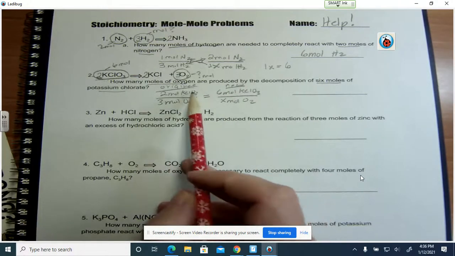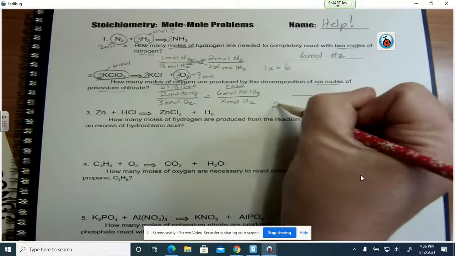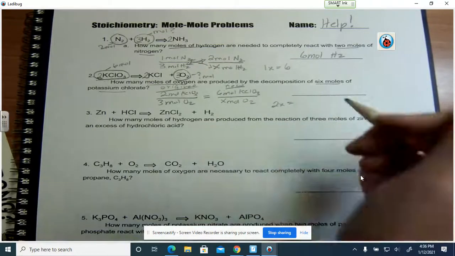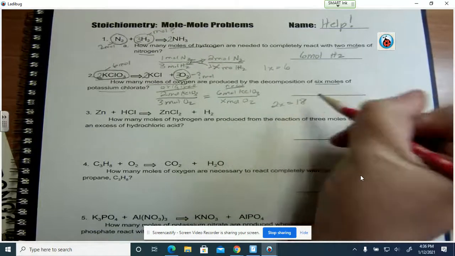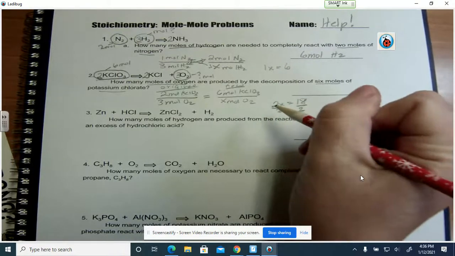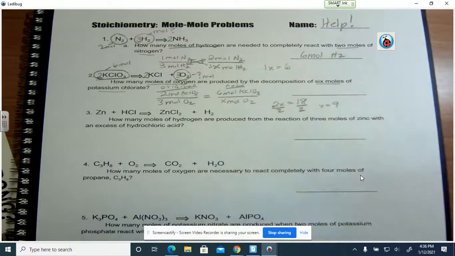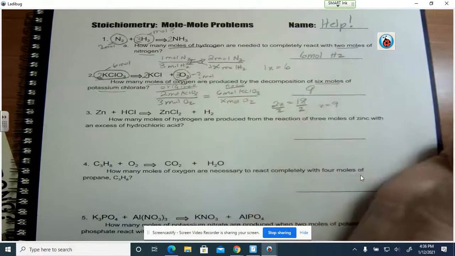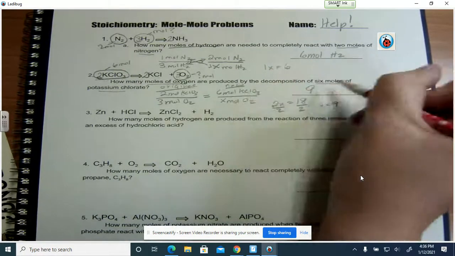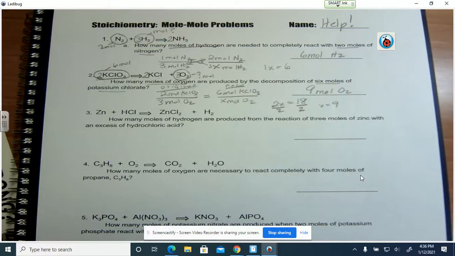At this point, I'm just going to cross multiply and solve to find x. So 2 times x, 2x is equal to 6 times 3, which is 18. Then I'm going to solve for x by dividing both sides by 2. So x equals 9. And 9 what? 9 moles of O2. Okay? That's how you're going to work these problems for this particular side.